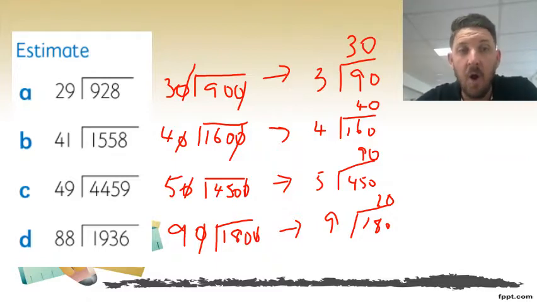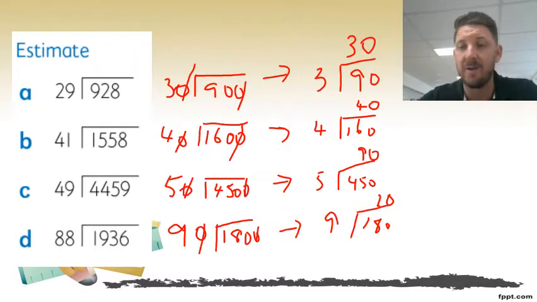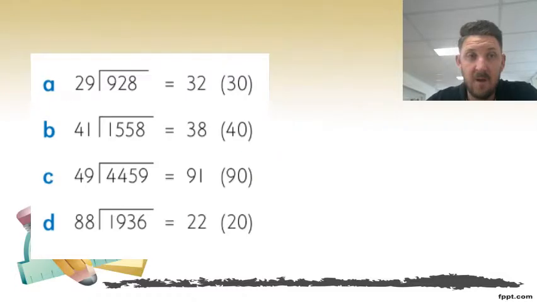So if I go 928 divided by 29, I will know then that I can get my answer, and you will see that your answer will be very close to 30. And if you do your next one, your answer will be very close to 40, it'll be very close to 90, very close to 20, and you should know then that you're on the right track.